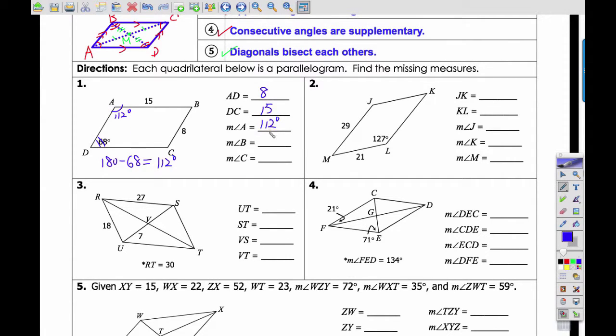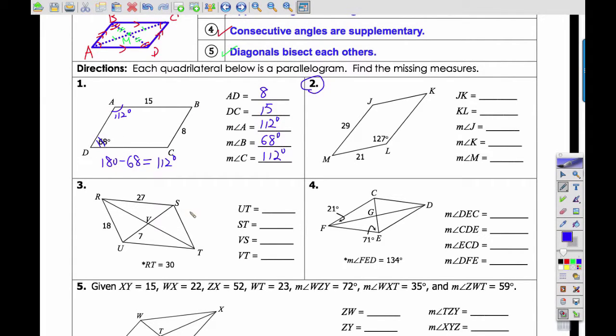If angle A is 112 degrees, angle C, the opposite angle, would be congruent, and angle B is opposite of angle D, so they must be congruent. So here are your answers, okay? I'll leave number 2 for yourself to solve. It's exactly the same.